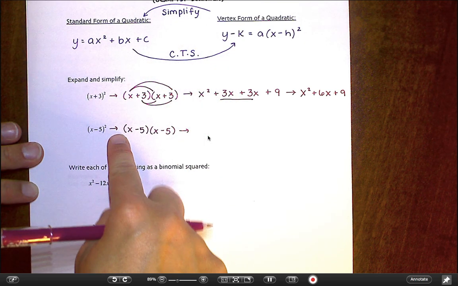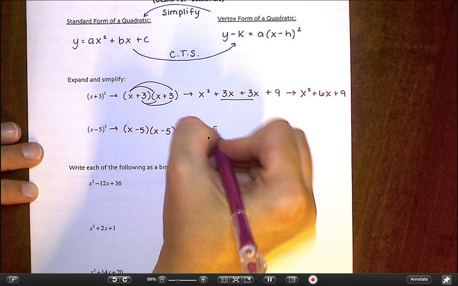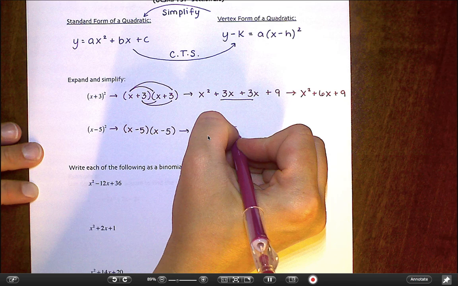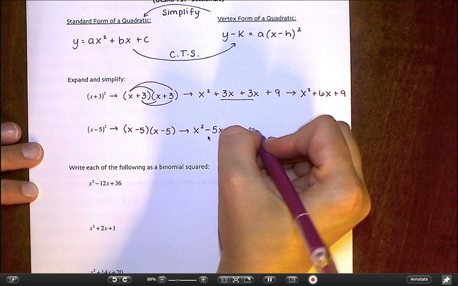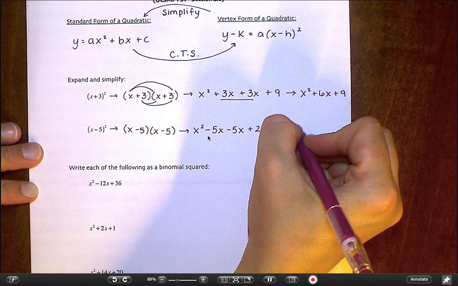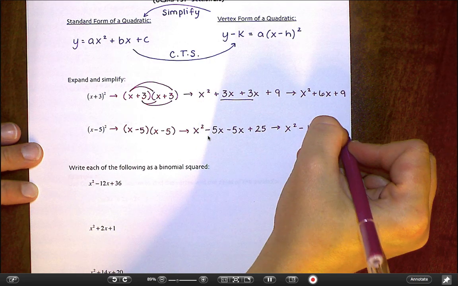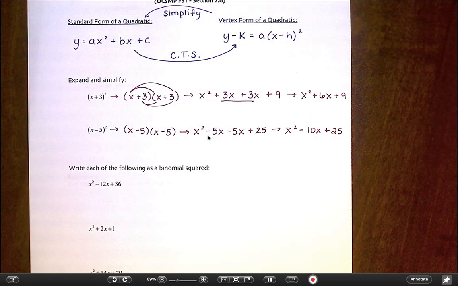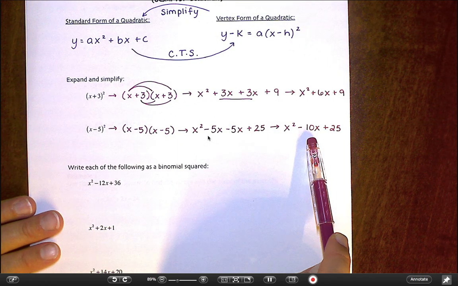So we would end up with x times x is x squared. I'm going to get 2 minus 5x's, and negative 5 times negative 5 is going to give me a plus 25, leaving me with x squared minus 10x plus 25. Okay, so it's important for you to know that process to know how these numbers relate to these numbers.